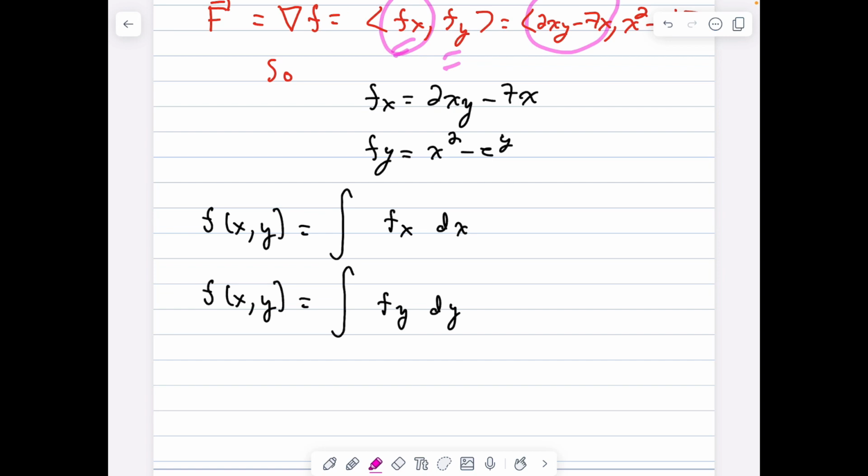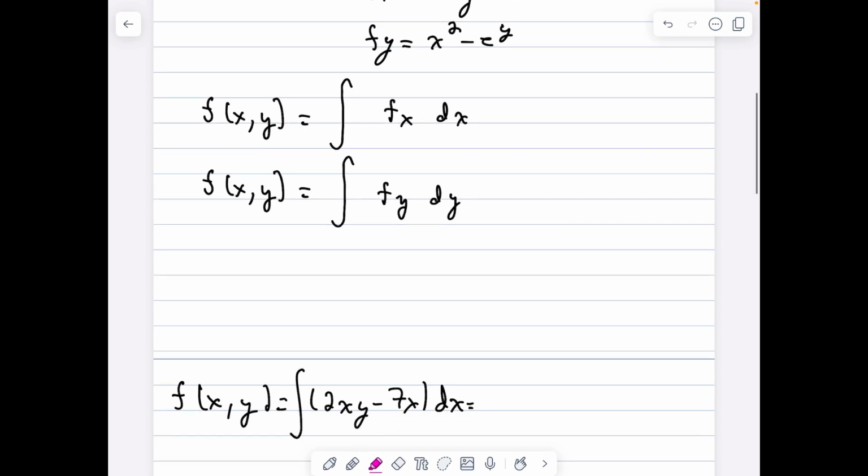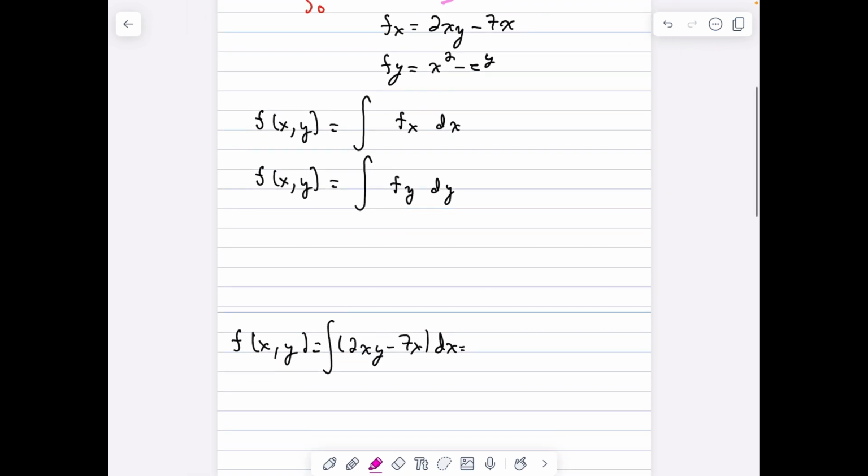A couple ways of doing that. Primarily, you're going to be integrating. You're going to either find the integral of fx dx, or the integral, or antiderivative, of fy dy. Either one will work out here. I'm going to go with the dx one. Again, it doesn't matter which one you pick. Don't get me wrong, sometimes the computation might be a little longer for one, but it works out. So I'm going to integrate 2xy - 7x dx here.